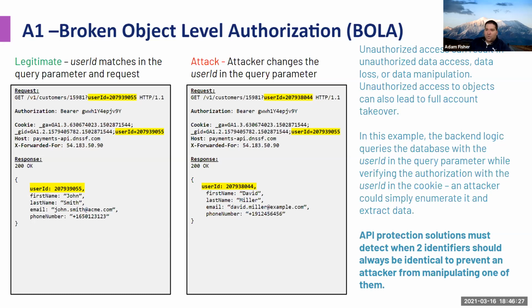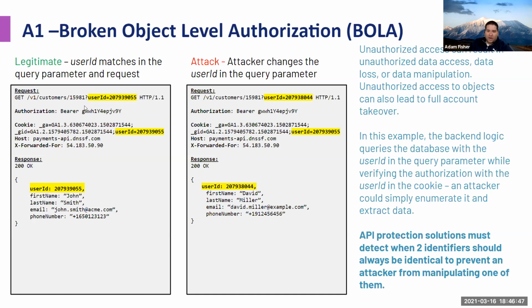Now, what we have here is a legitimate API request. Here we can see the format of this request. We have a GET request with a query parameter for a user ID. And this can be a request that anybody sends to the API endpoint.